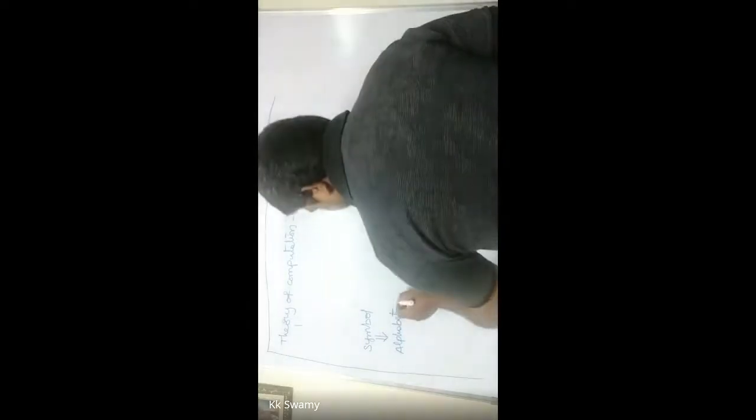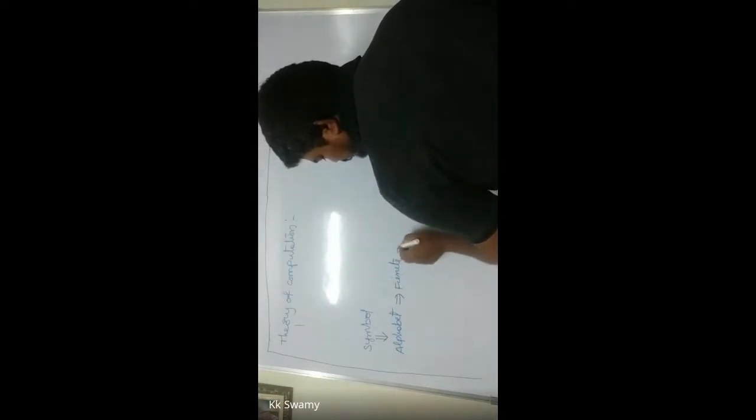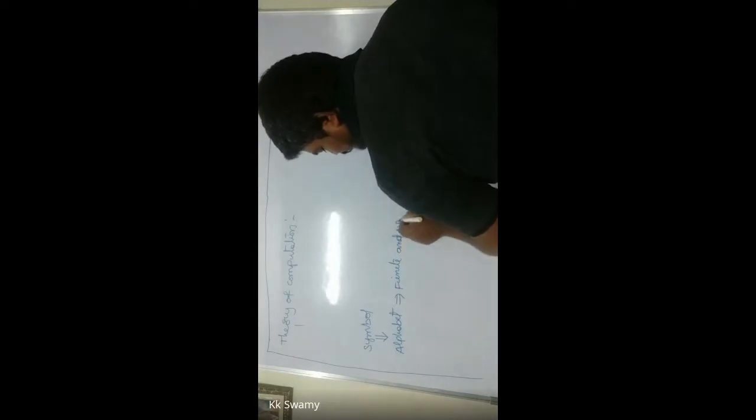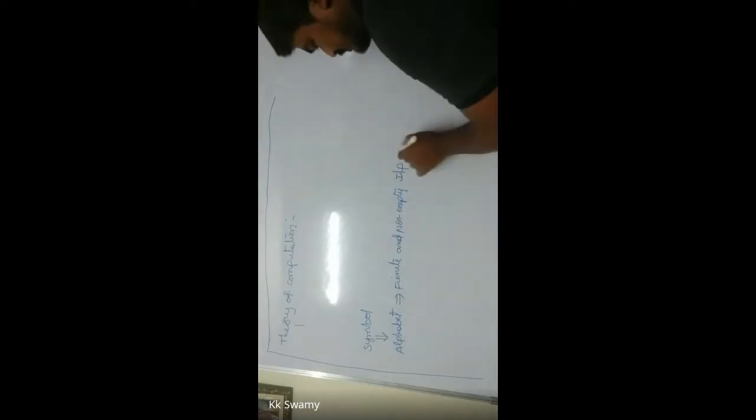The alphabet is a finite and non-empty set of input symbols. What is the definition of an alphabet? It is a finite and non-empty set of input symbols, or otherwise it is also called the input alphabet.